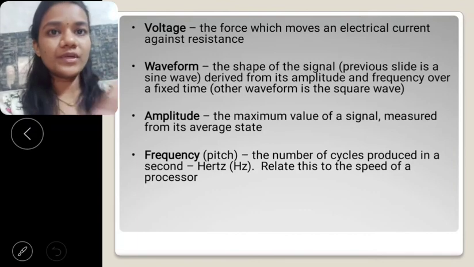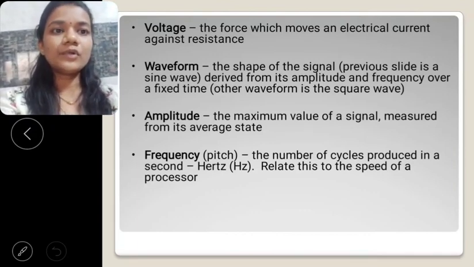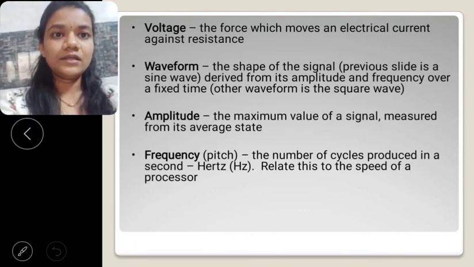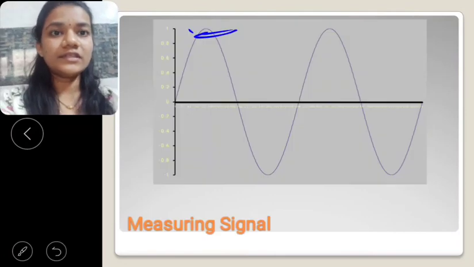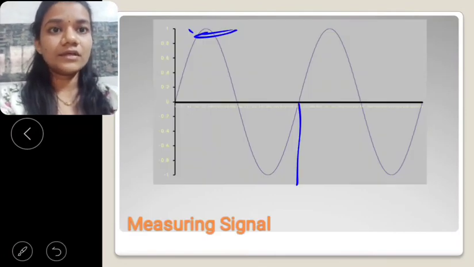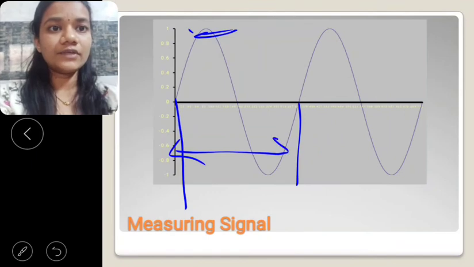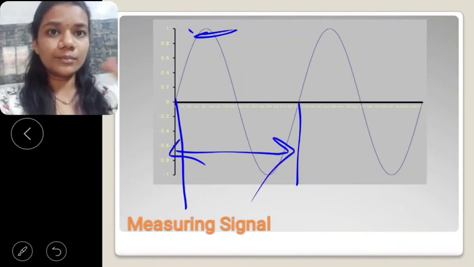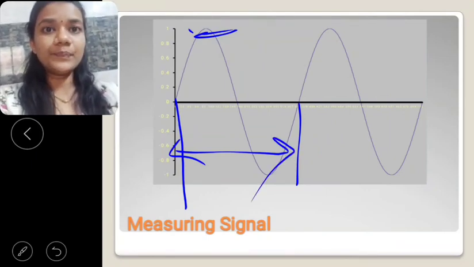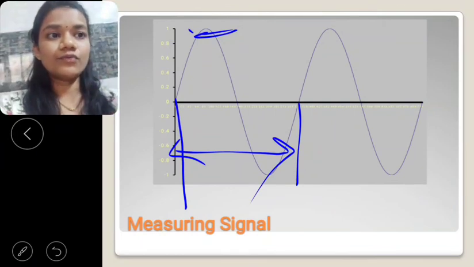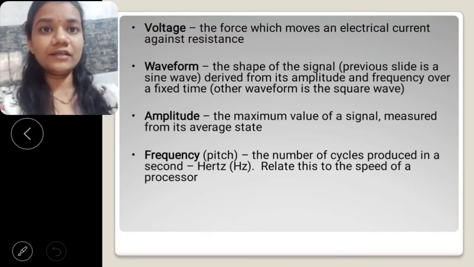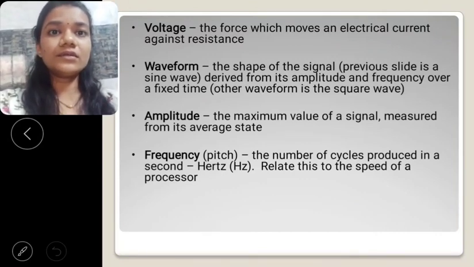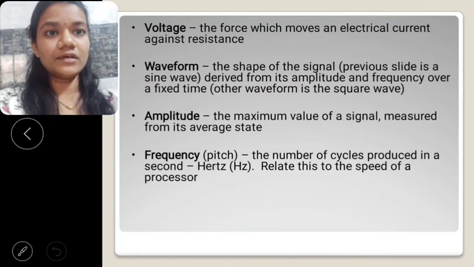Then next is frequency, the number of cycles produced in a second. When we consider your signal, just now we saw that considering the positive and negative half, it is one cycle. So the number of cycles that repeat in 1 second is nothing but your frequency, and frequency is defined in hertz. This is the unit of frequency that we have used, hertz.